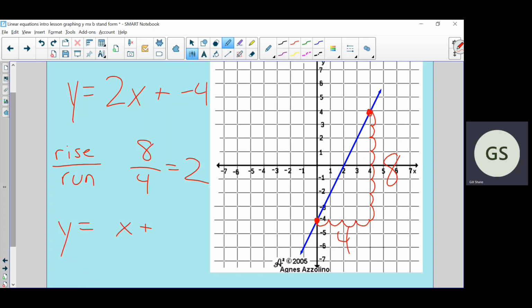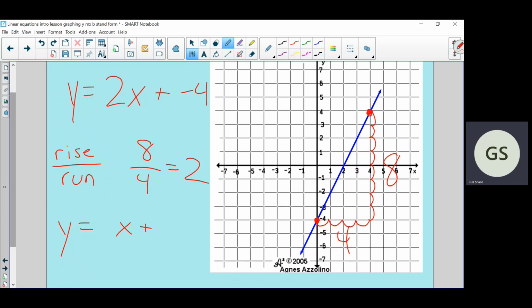Now from there, what is the rise? And remember, if the line slants down and right, it's negative. Now, the sign of your slope matches the rise. Right? So let's see.